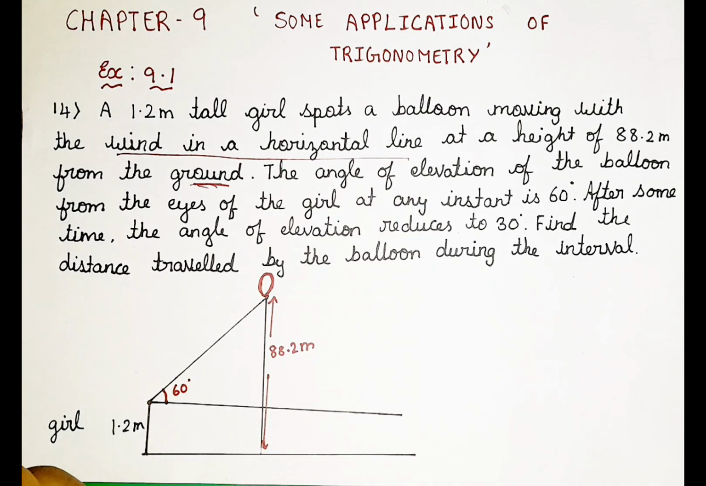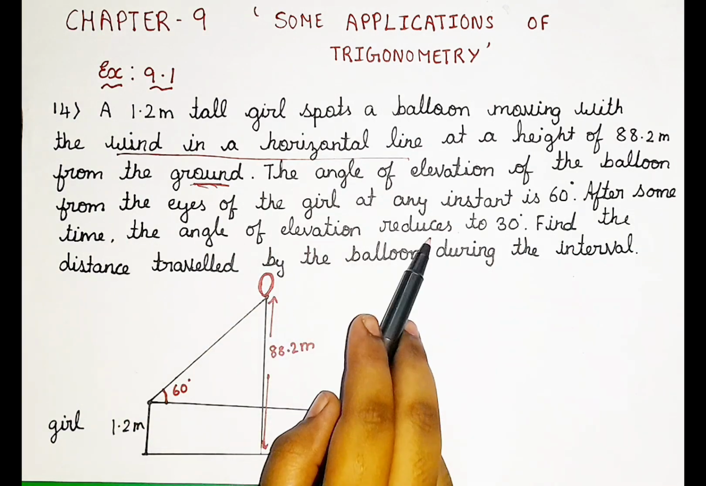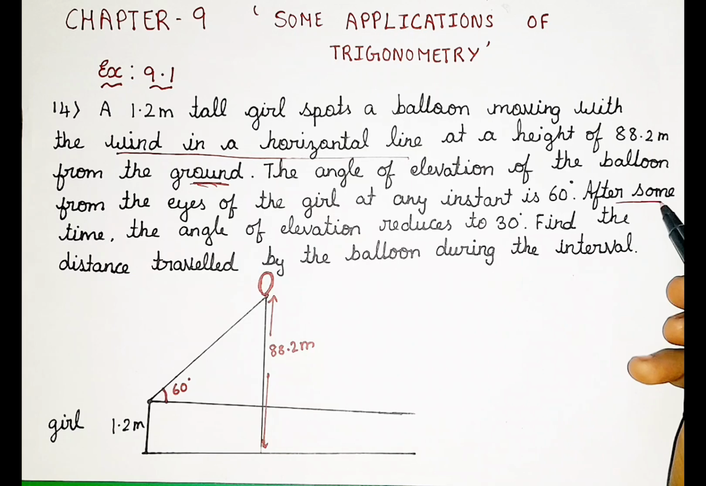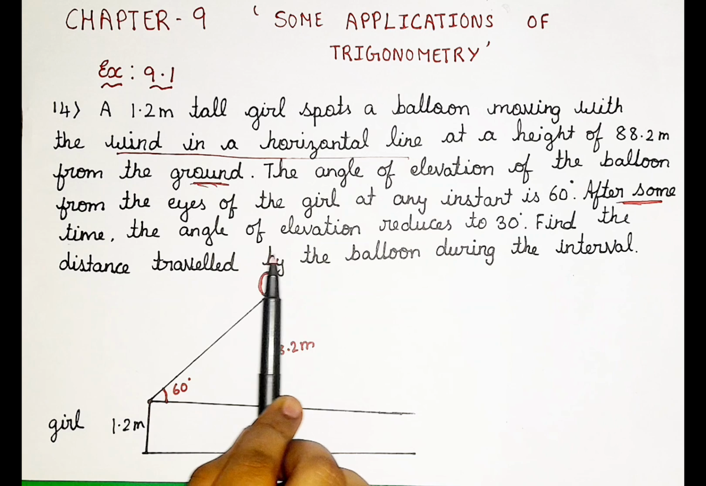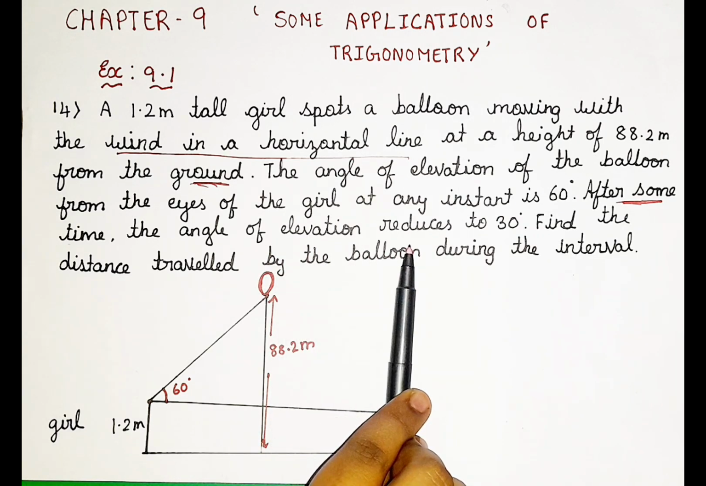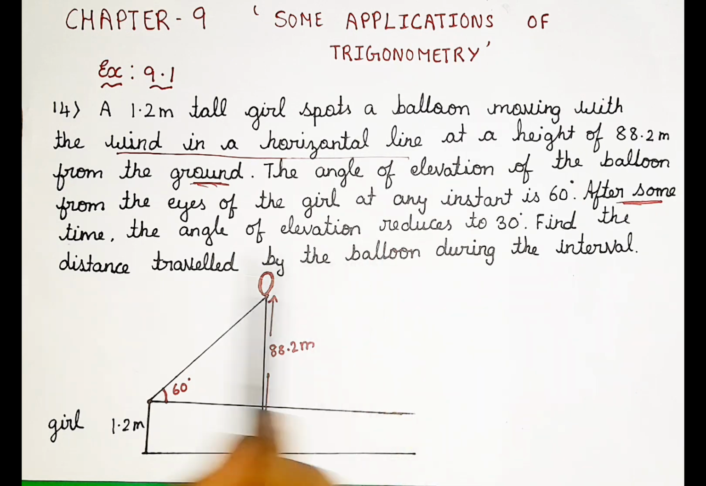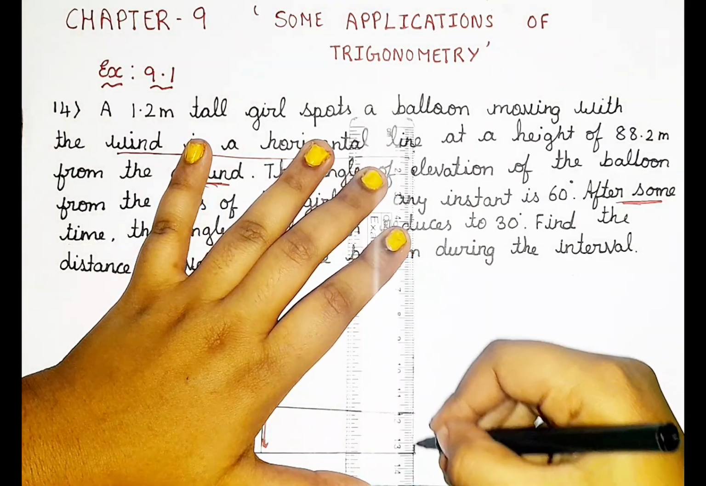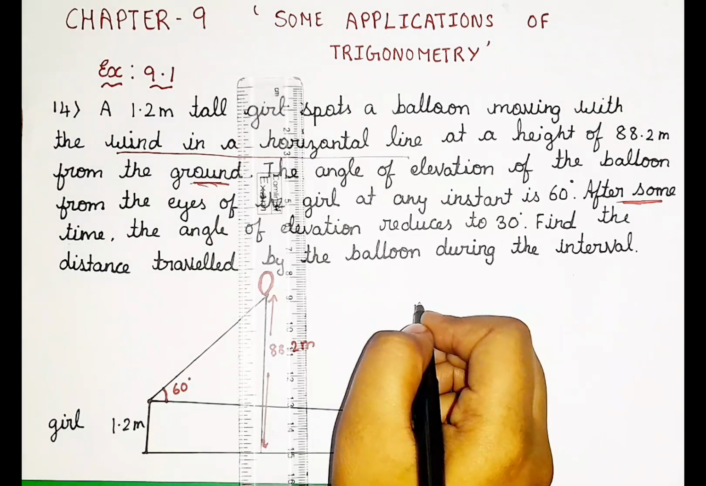Now let's read further. After some time, the angle of elevation reduces to 30 degree. Guys, just because they mentioned after some time, this is really an important phrase. If the balloon is here at first, after some time, while moving like this, it will reach somewhere here, isn't it? So let us mark that point. Here the balloon reaches right over here.